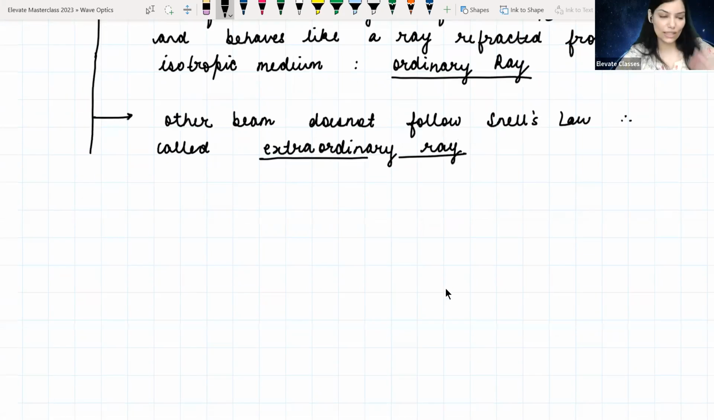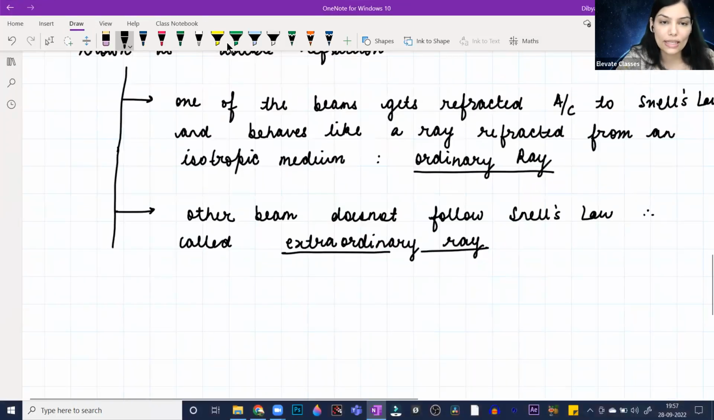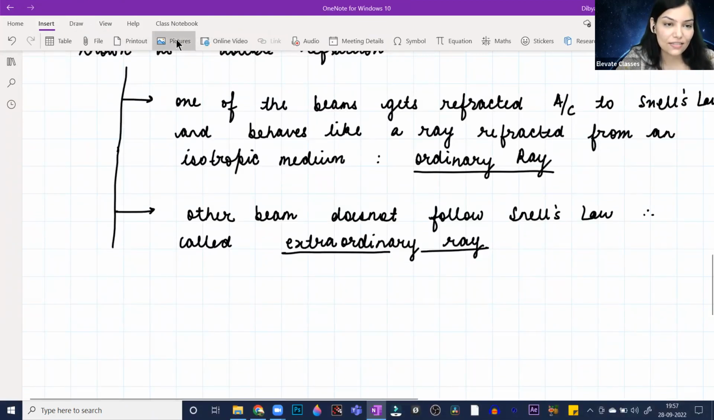So this is the ordinary way. There is one more thing, but maybe I should put the figure first. Okay, so let me insert the figure. Okay, I have some question. No, I just had a comment.